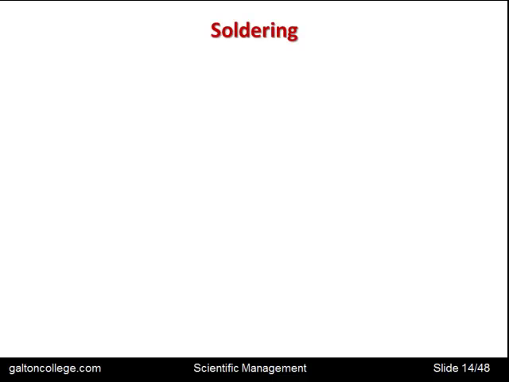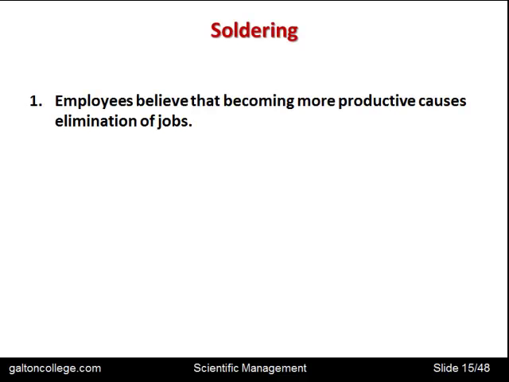First of all, start with soldiering. Well, employees believed that becoming more productive caused the elimination of jobs. So the employees were reluctant to become more productive because they were worried that by becoming more productive then fewer workers would be required. So some workers would be made redundant as a consequence. So it was in the employees' interest, as they saw it, to not be very productive.